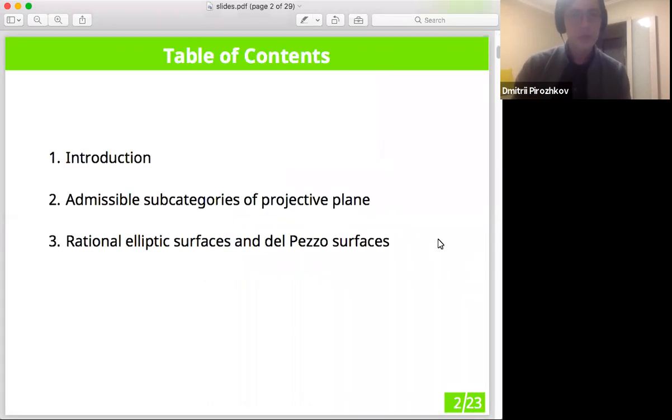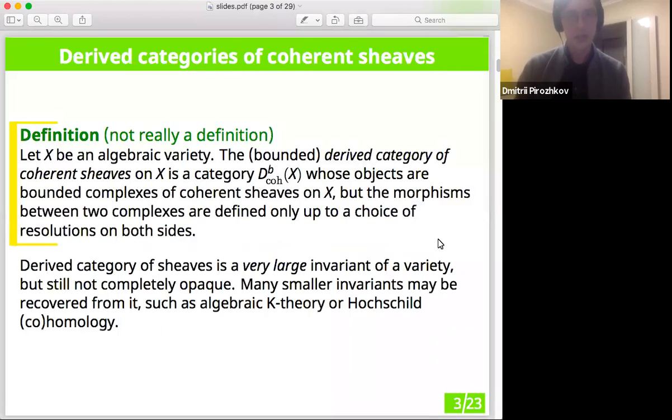Before I start, let me indicate what kind of things I'm going to talk about. This research is about bounded derived categories of coherent sheaves. Given an algebraic variety, we form this category basically out of complexes, and it can be considered as a huge invariant of the variety. It contains a lot of information, and many smaller invariants can be recovered, like algebraic K-theory or Hochschild homology or other things. So this indicates that maybe studying derived categories of coherent sheaves is a good idea if you want to study other invariants as well.